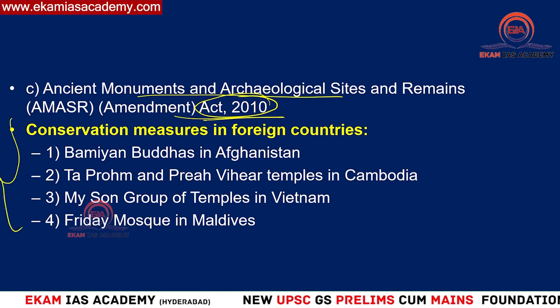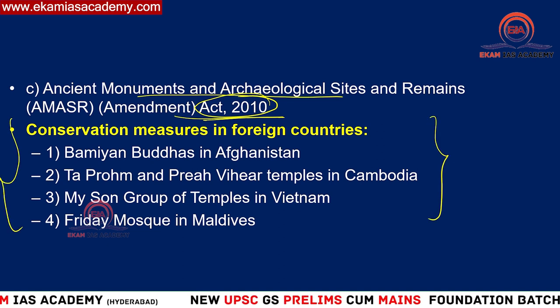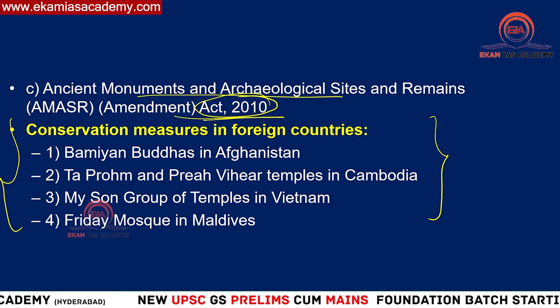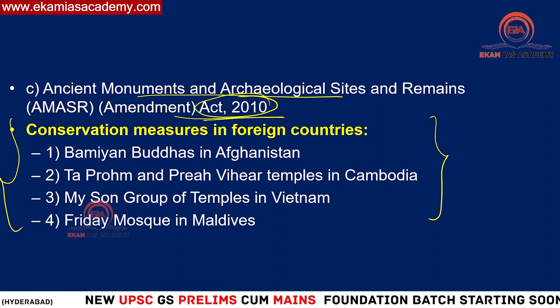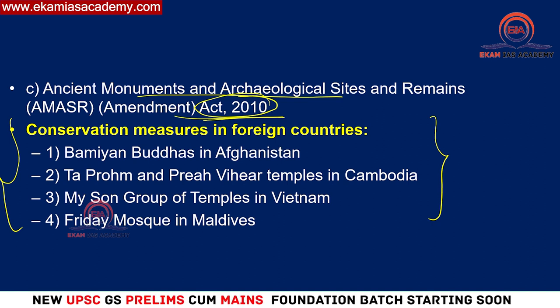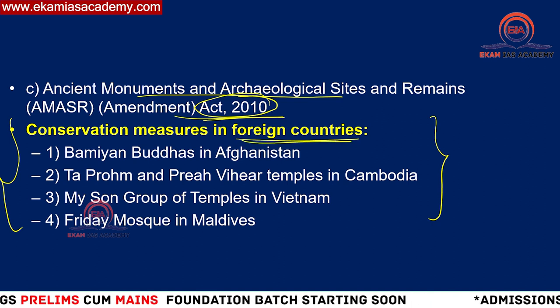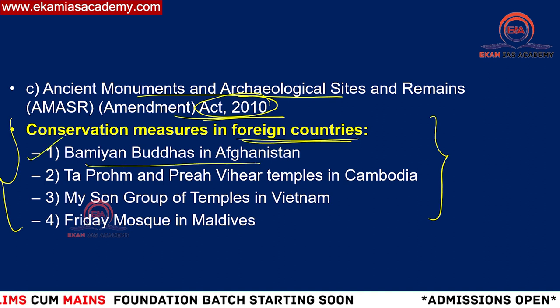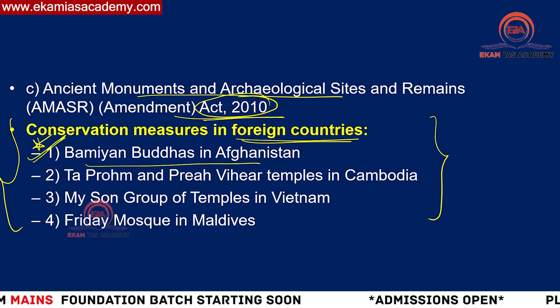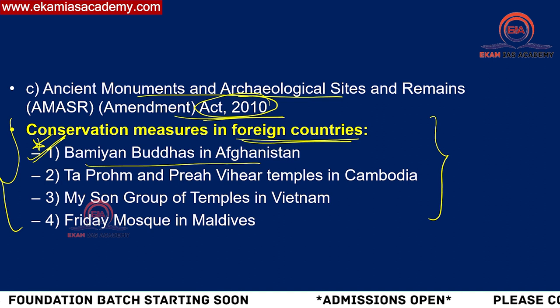The interesting thing we need to know is, ASI is not only conserving the cultural heritage monuments in India, but it is also playing an important role in conserving some projects or historical monuments in foreign countries. For example, the Bamiyan Buddha in Afghanistan. So what is the speciality of this Bamiyan Buddha? If you know, try to answer in the comment section.